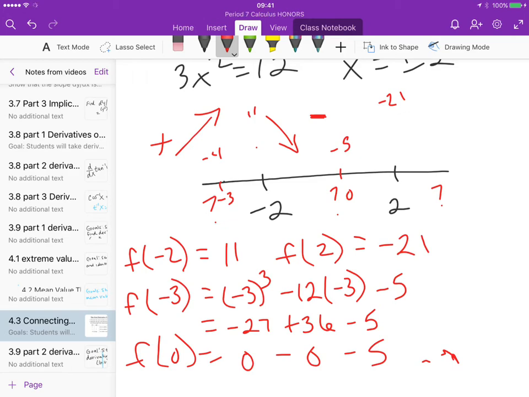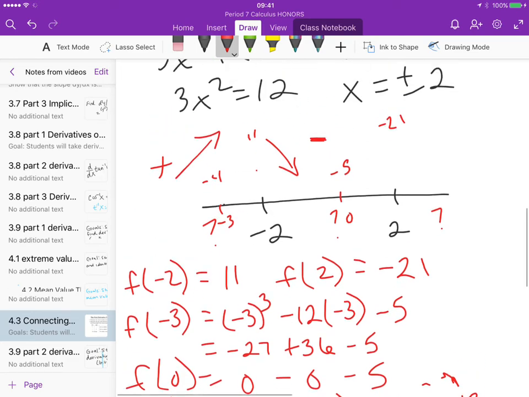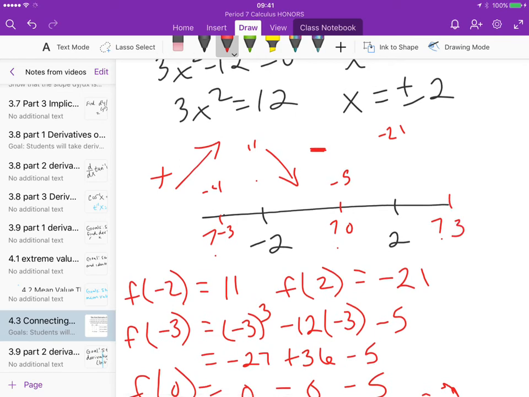And then to the right of 2, we'll use f of 3 because we used -3. To the right of 2 is 3 cubed minus 12 times 3 minus 5. So you're looking at 27 minus 36, and then minus 5 in this case becomes -13. So over here at 3 we end up with -13. To go from -21 to -13 is an increase, so that means that it is positive to the right of 2.